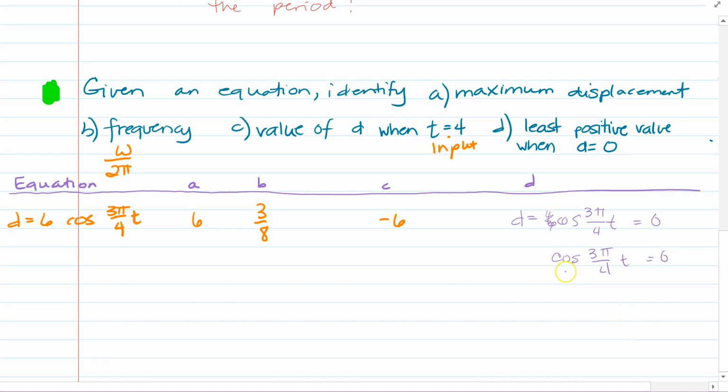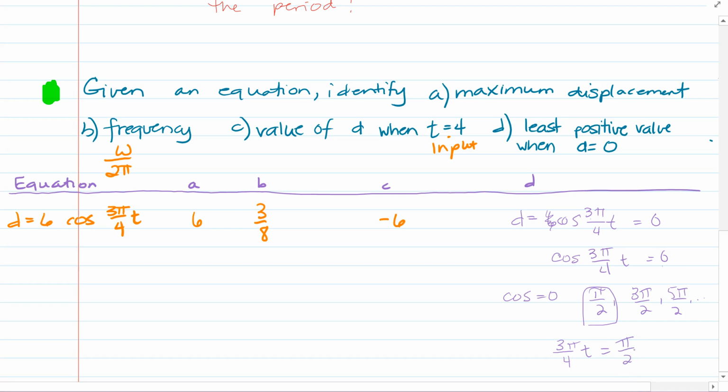When is the cosine 0? I'm going to list when the cosine is equal to 0: at pi over 2, the top of the circle, and then 3 pi over 2, 5 pi over 2, etc. But when is it the smallest? This is the smallest, right? So what I'm going to do is this: 3 pi over 4 times t, the cosine of 0 is pi over 2.